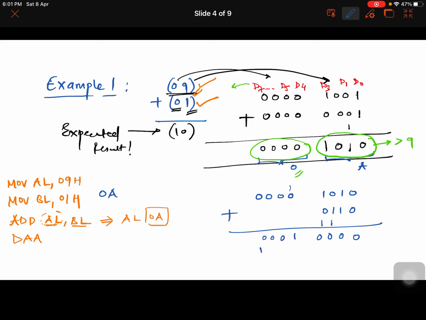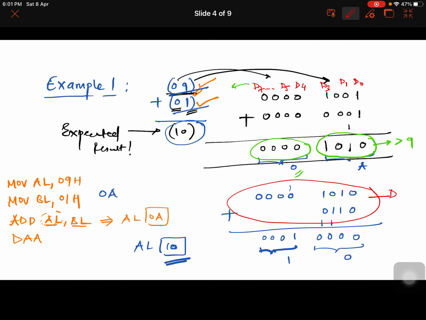Now look at this result. Check it out. This is 1, this is 0. Can I say this is the result that we were looking for? I mean, 9 plus 1 should be equal to 10. Now you are getting 10 as the expected result. But again, let me remind you, this is happening only after which instruction? DAA instruction, right?